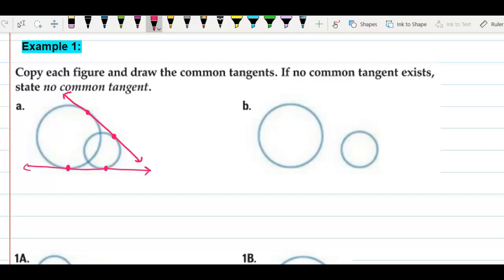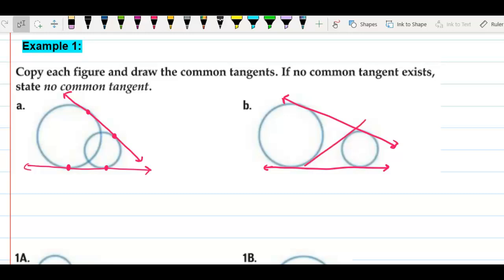B is very similar, but a little different. The 2 circles are just slightly separated from each other. We could use the same idea as in A, and maybe that's one line, and this is the other. But since they're separated, we could actually draw 2 more. One like this, and the other, maybe something like that.